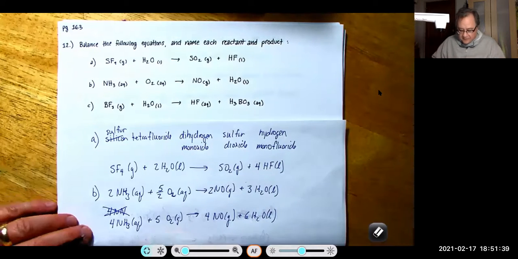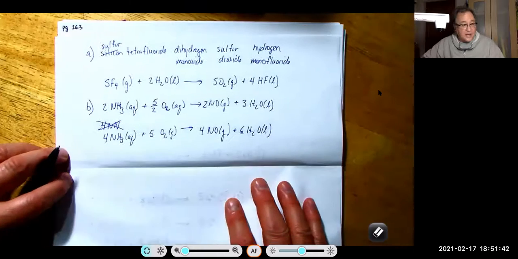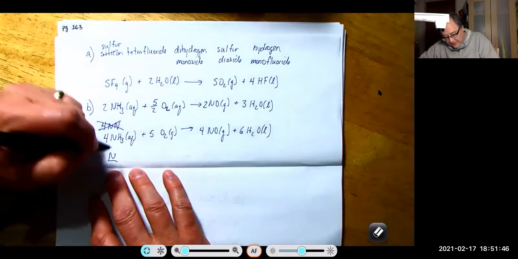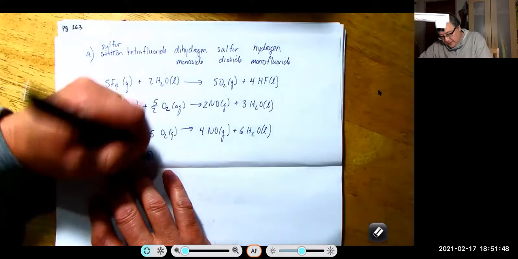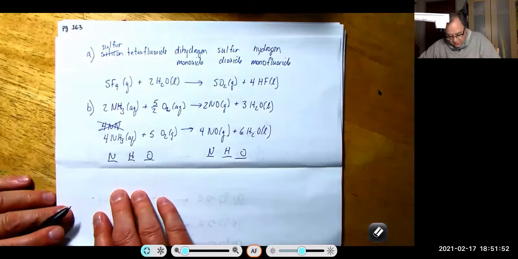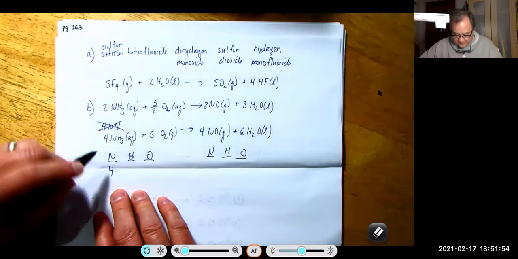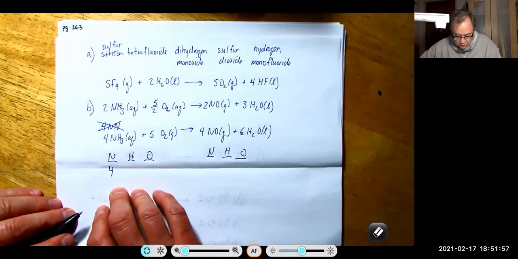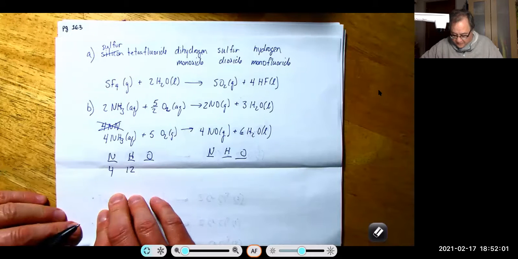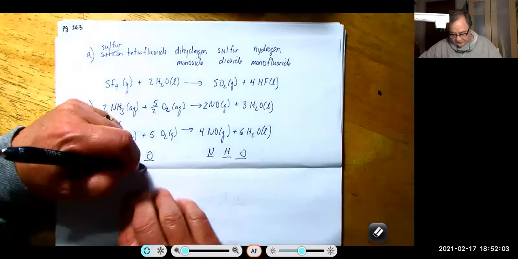And now that we've doubled them, let's go ahead and take a moment and make sure that we're balanced. So N, H, O, N, H, O. 4 nitrogens on the left. 4 times 3 for 12 hydrogens on the right. 5 times 2 for 10 oxygens.